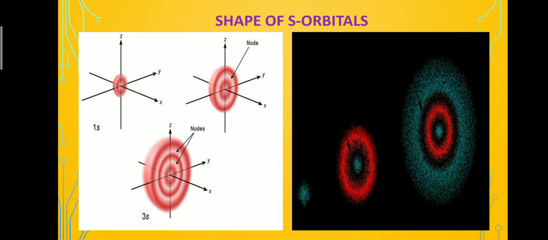So look at this. The electrons are distributed around the nucleus in a spherical form, and this first one is your 1s and this is your 2s. We have one nodal plane here, where you cannot see any electrons. And next, this is your 3s. We have two nodes, 1 and 2.